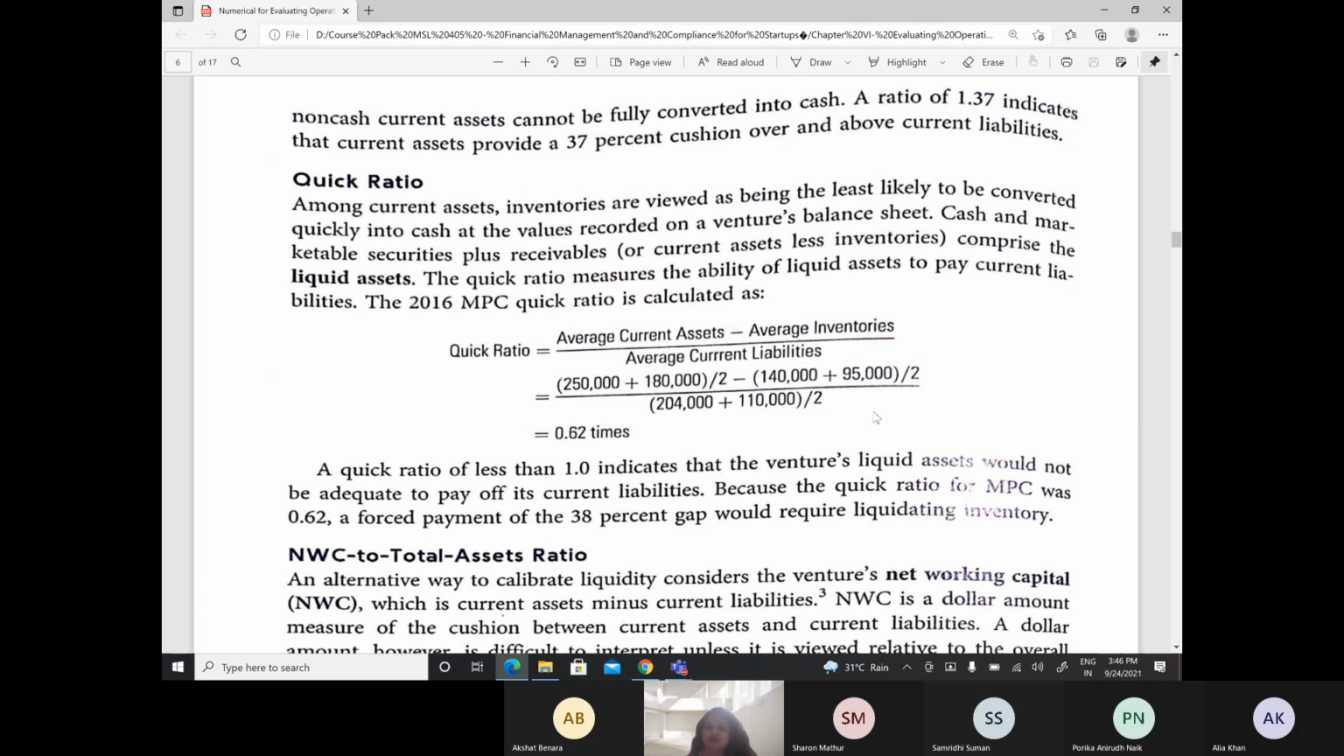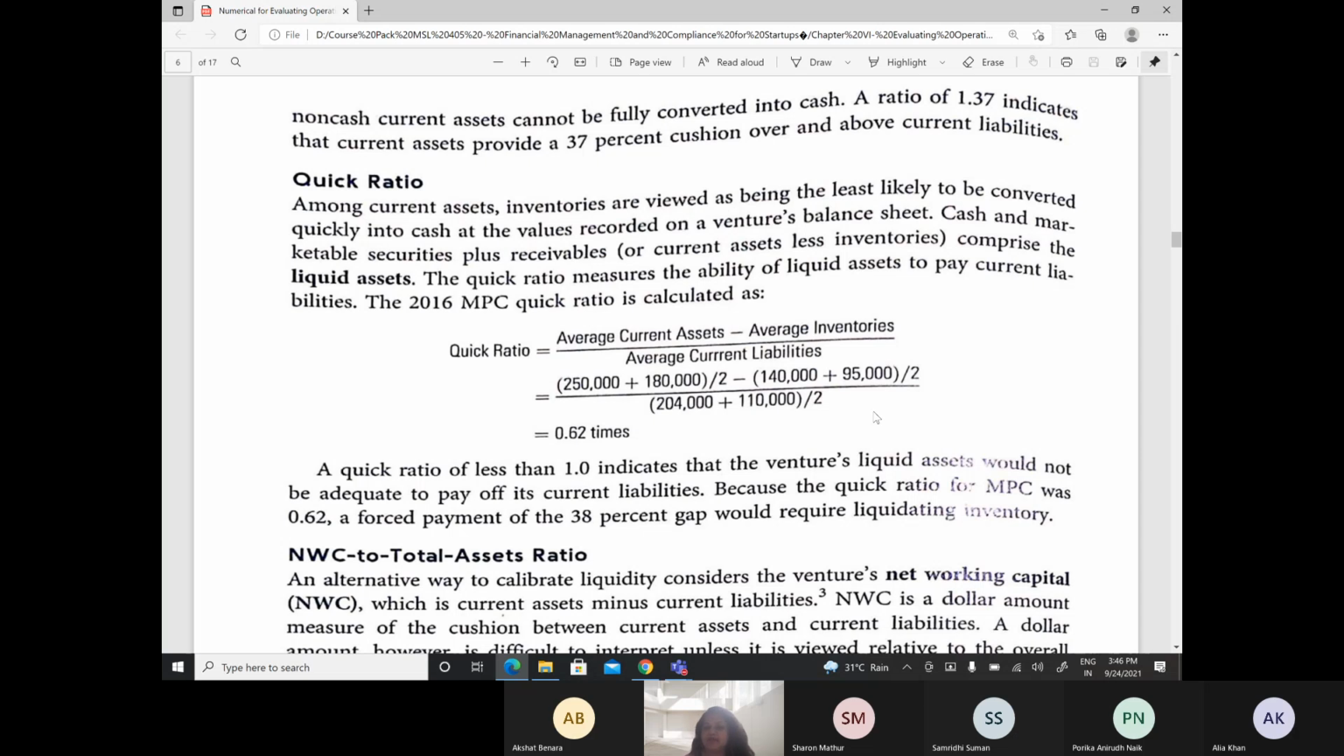Then we have what is called the quick ratio. Among current assets, inventories are viewed as being the least likely to be converted quickly into cash at the values recorded on a venture's balance sheet. Cash and marketable securities plus receivables, or current assets less inventories, comprise the liquid assets. The quick ratio measures the ability of liquid assets to pay current liabilities.